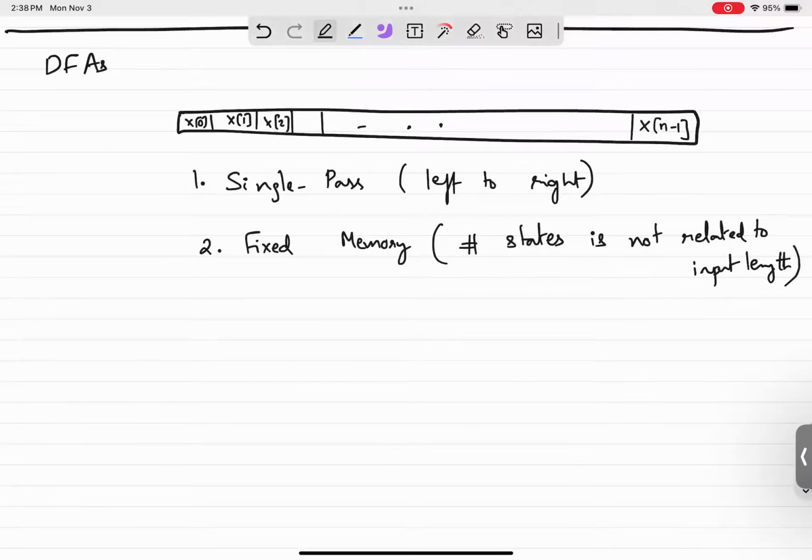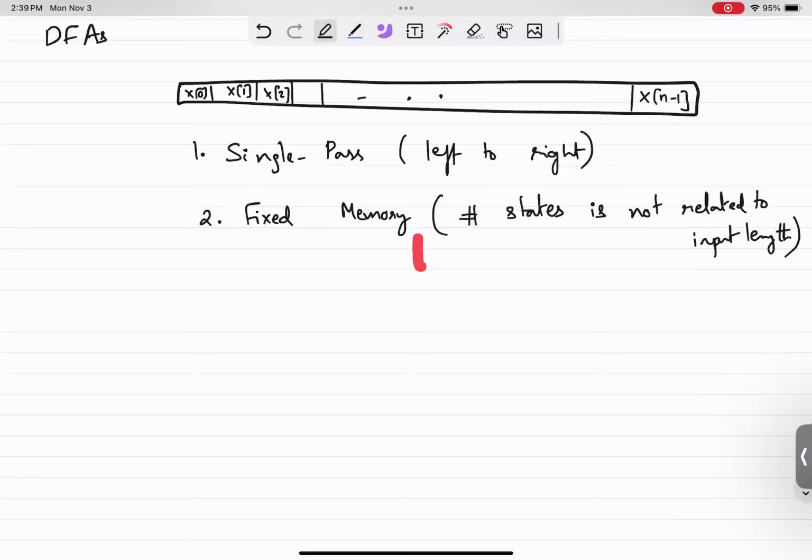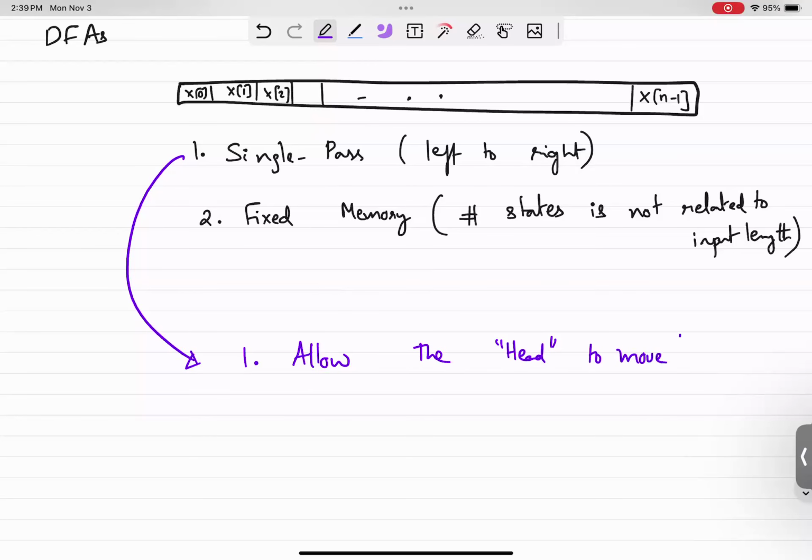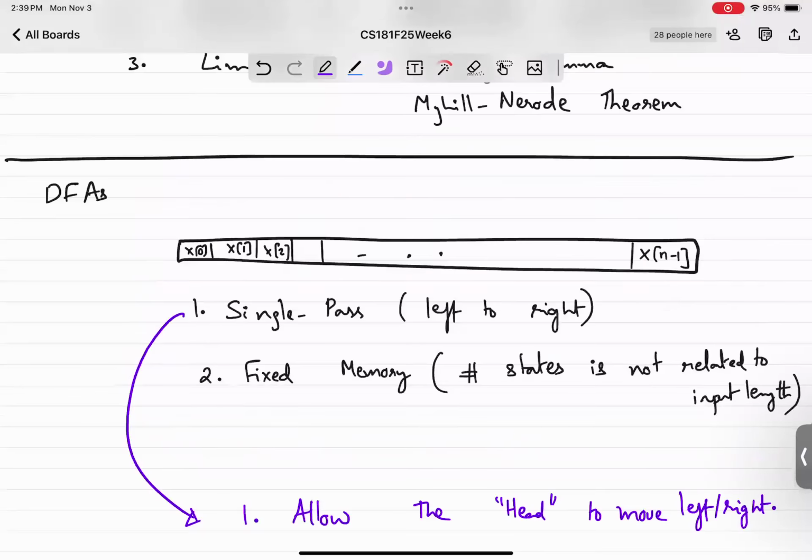Okay, so one fix that definitely makes sense is you can say, allow the head to move left and right. One way to think of a DFA is the following: imagine there's a pointer, it's an array, and there is a pointer, like a tape head. That's where the terminology head comes from. Back in the day, you actually had tapes and then a head pointing somewhere.